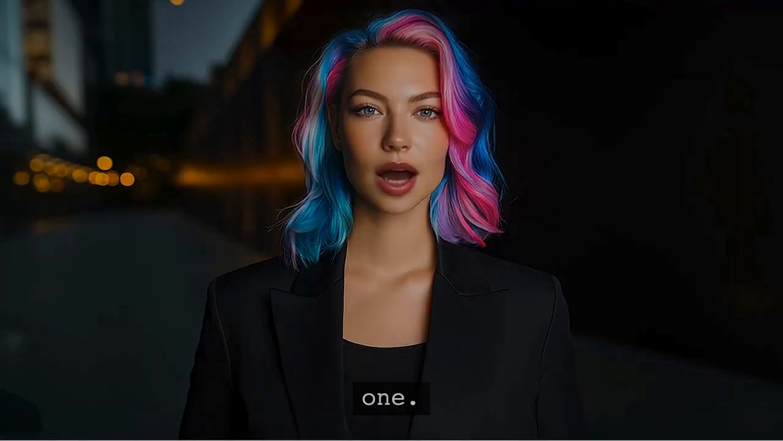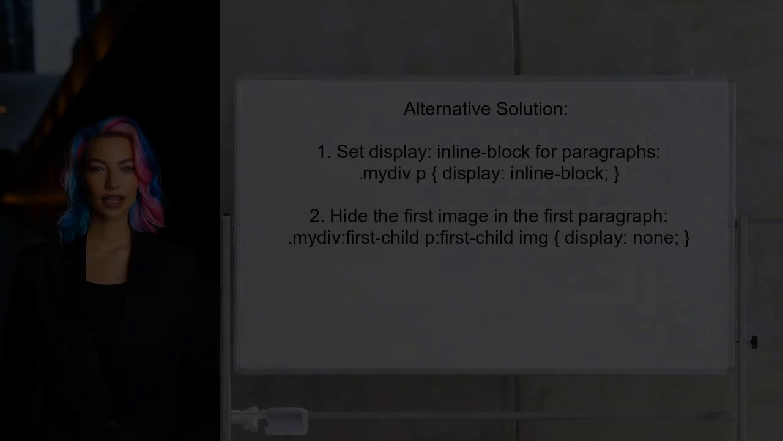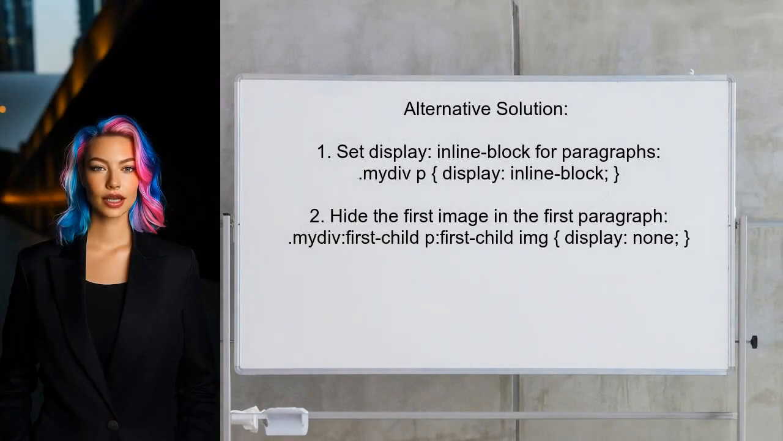Let's explore another one. An alternative solution provided by a user suggests using specific CSS rules. First, they recommend setting the display property of paragraphs within the div to inline block. Then, they propose hiding the first image in the first paragraph of the first myDiv using a targeted CSS selector.